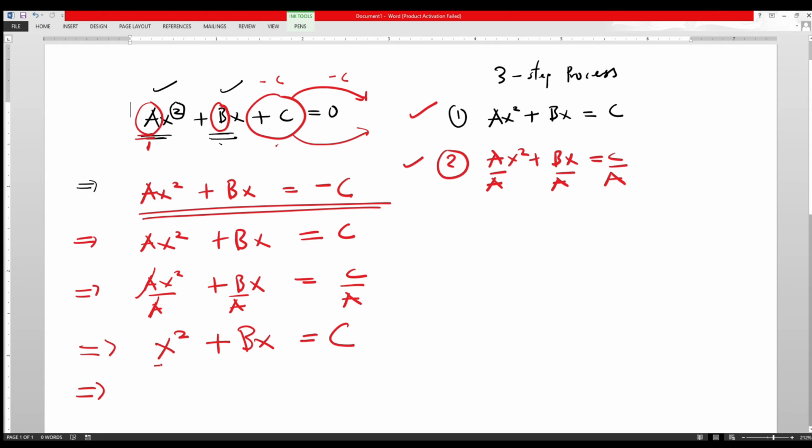These two terms, x squared plus bx, we need to come up with the difference of two squares. We need to come up with an algebraic expression which is the same as x squared plus bx. So what is the difference of two squares? A squared, that's a perfect square. Any number raised to the power 2 is a perfect square. B squared, that is also a perfect square.